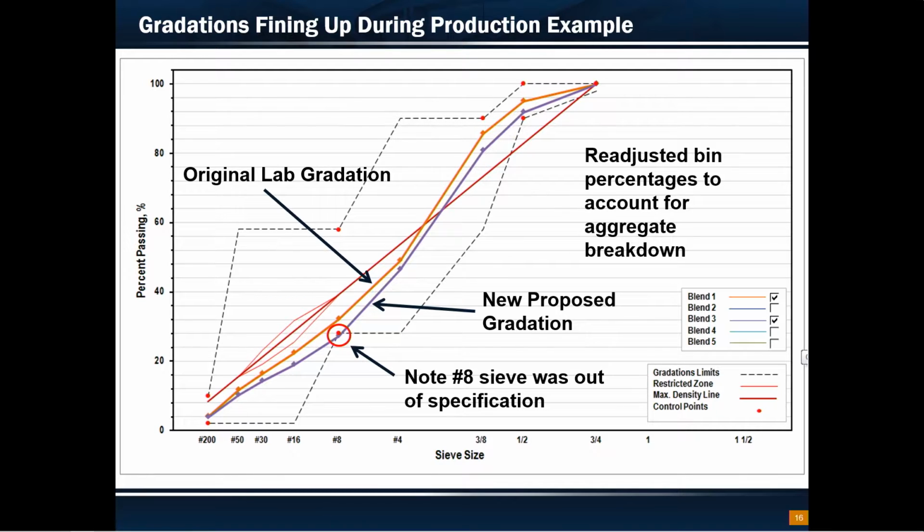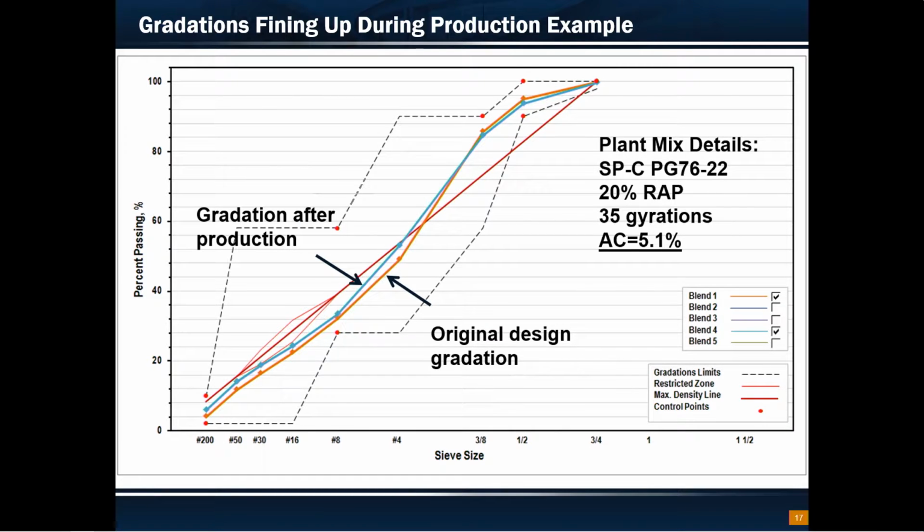If you go to the last slide, the light blue line is the gradation that was produced after we made the adjustments to the original design. You can see that we've more closely matched the orange line, and you can see what our optimum asphalt content was, which was 5.1%.